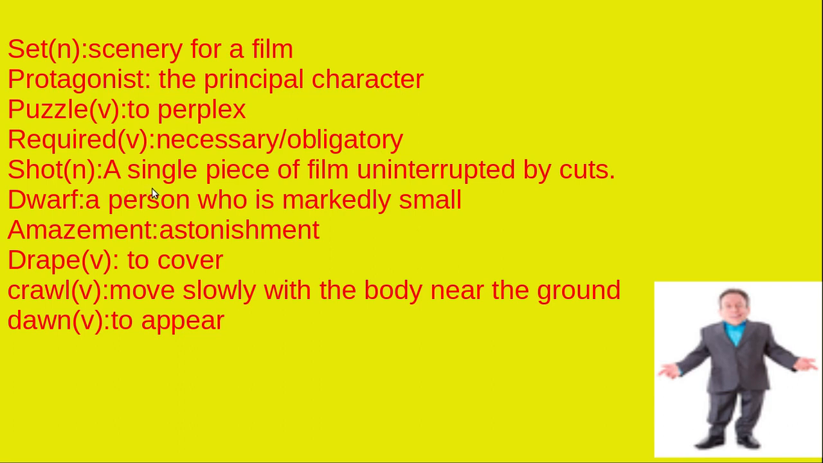Shot means a single piece of film uninterrupted by cut. And dwarf, you know, a person who is abnormally small, is a dwarf. Amazement, astonishment. Drape, verb, to cover. Crawl, move slowly with the body near the ground. Dawn means to appear, right? Here, once again, you have to get the clarification.